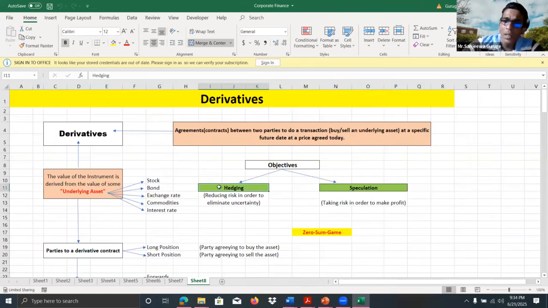Does that mean there is no loss due to the derivative instrument? When the organization uses derivatives, there is no uncertainty, but does that mean there is no loss to the organization? No, that's correct. That's why organizations should not hedge all the risk.